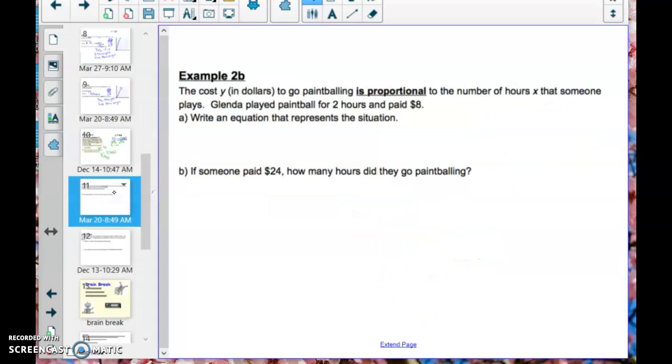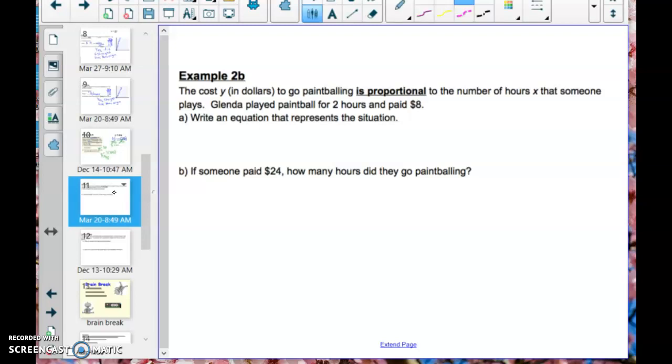Example 2b is similar to that one, but a little different. The cost y in dollars to go paintballing is proportional to the number of hours x that someone plays. Glenda played paintball for 2 hours and paid $8. Write an equation that represents this situation.